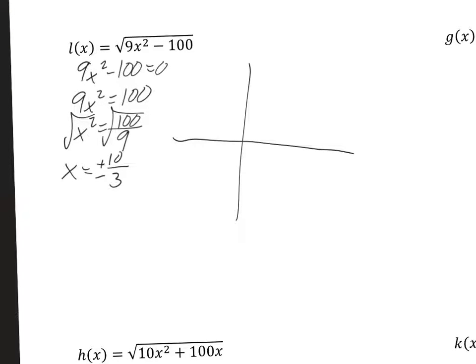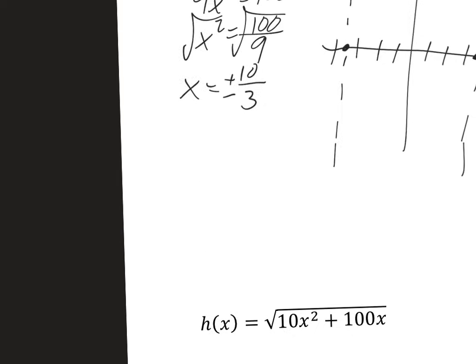So, thinking about this, just like before, we have 1, 2, 3, 4, 5. Okay, I'm going to go to 3.5, because that's 10 thirds or somewhere right around there. So I'm going to go straight up, straight down, and I'm going to do the same thing on the other side. So straight up, straight down.